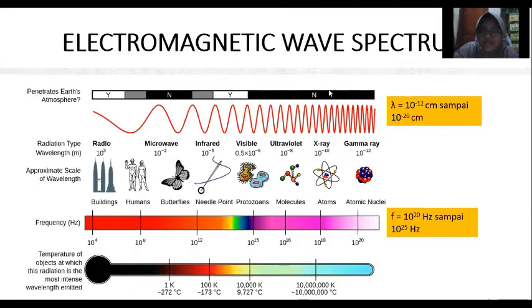As you can see, there is the symbol N, which means no, and the color around it is black. And the radiation type of gamma rays has a wavelength of 10 to the power minus 12. Next, an approximate scale of wavelength is like atomic nuclei.